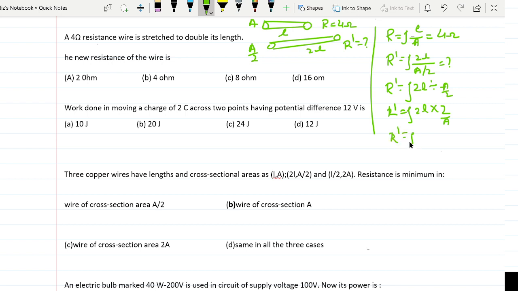R dash is equal to rho L by A into 4. And you can find its value, it is given in the question here, it is 4 ohm. Now let us put that R dash is equal to 4 into 4, you get 16 ohm. That is option D is the correct answer here.